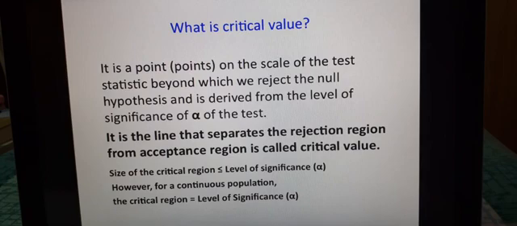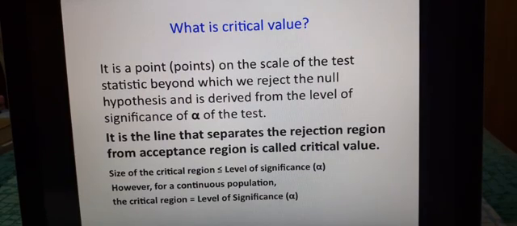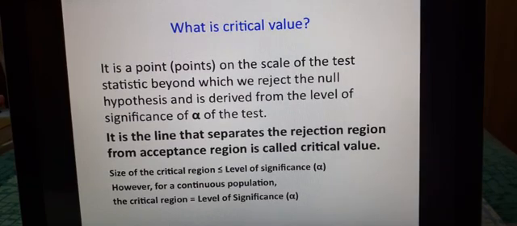So it is the line. What is the critical value? The critical value is the line that separates the rejection region from the acceptance region. The size of a critical region is usually less than or equal to the level of significance, that is alpha. However, for a continuous population distribution, the critical region is equal to the level of significance that we call alpha.